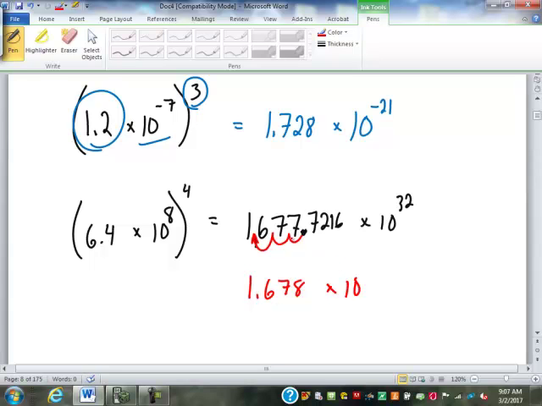Times, now I moved the decimal point 3 spots, so that means my power has to change by 3. Did the number get bigger or smaller? Smaller. It went from 1600 down to 1.6. So the power gets larger by the 3. So 32 plus 3 is 35. Good stuff?